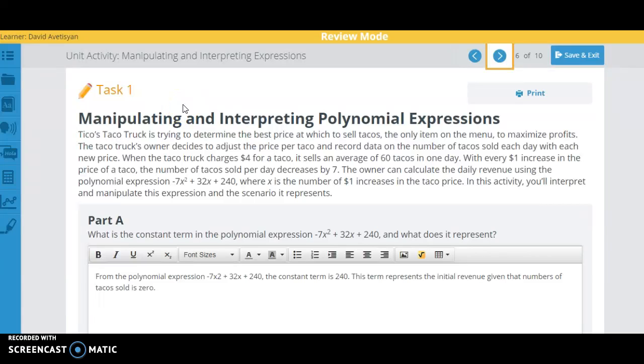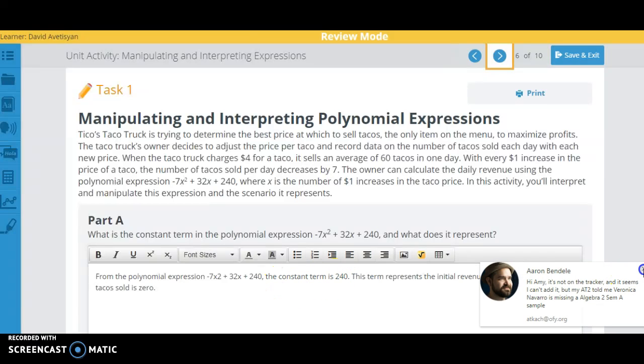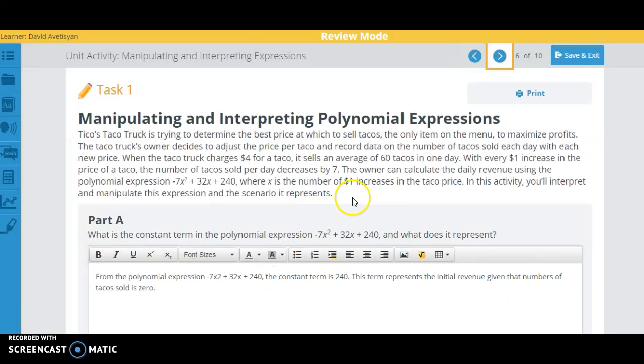Hey David, so we're looking at your activity, so let's start with task 1. You're perfectly right that the constant term is 240, but let's look at what that actually means. Let's look here at what x is, because remember that in order to get our constant term, we're plugging in zeros for the x's, right? That's how this whole equation would just give us the constant term if these were 0.